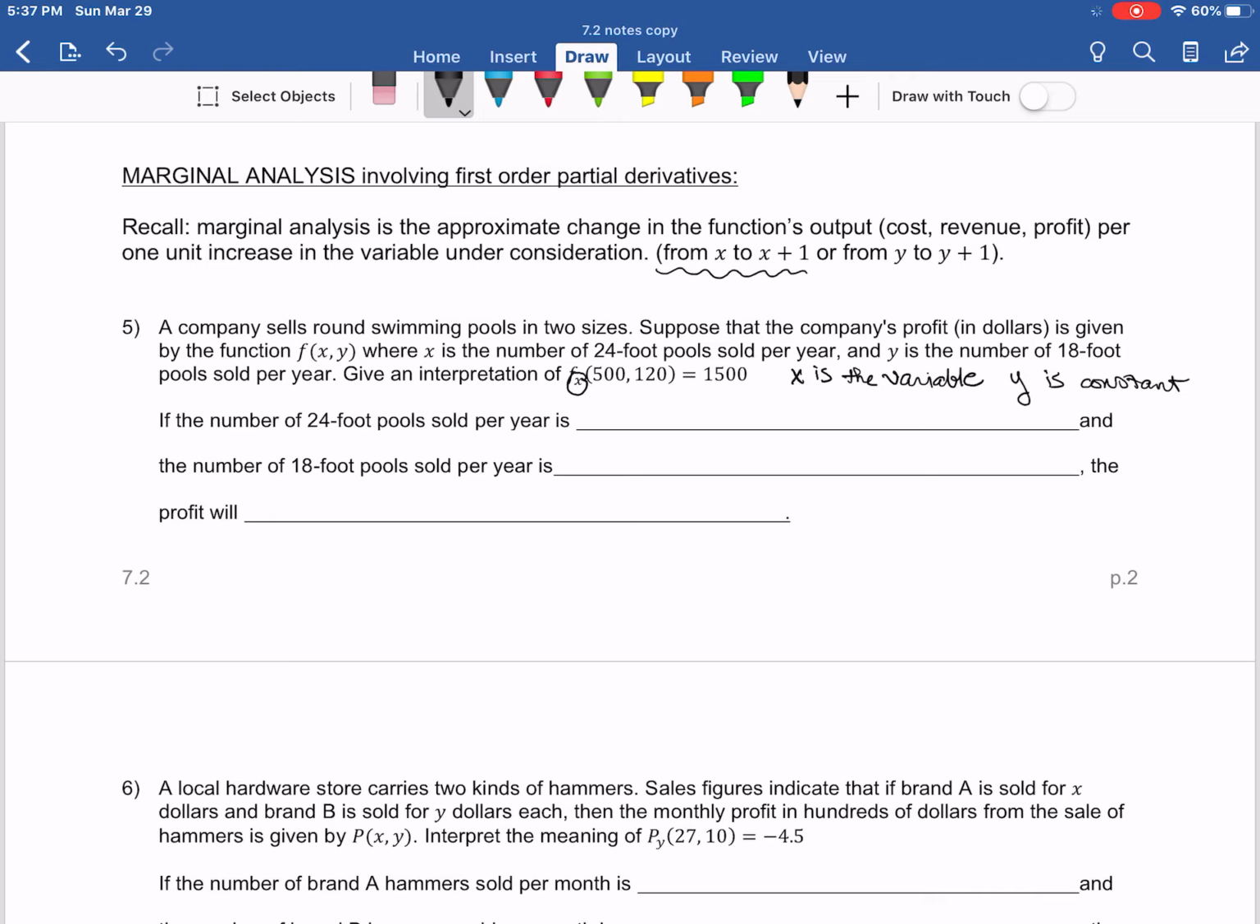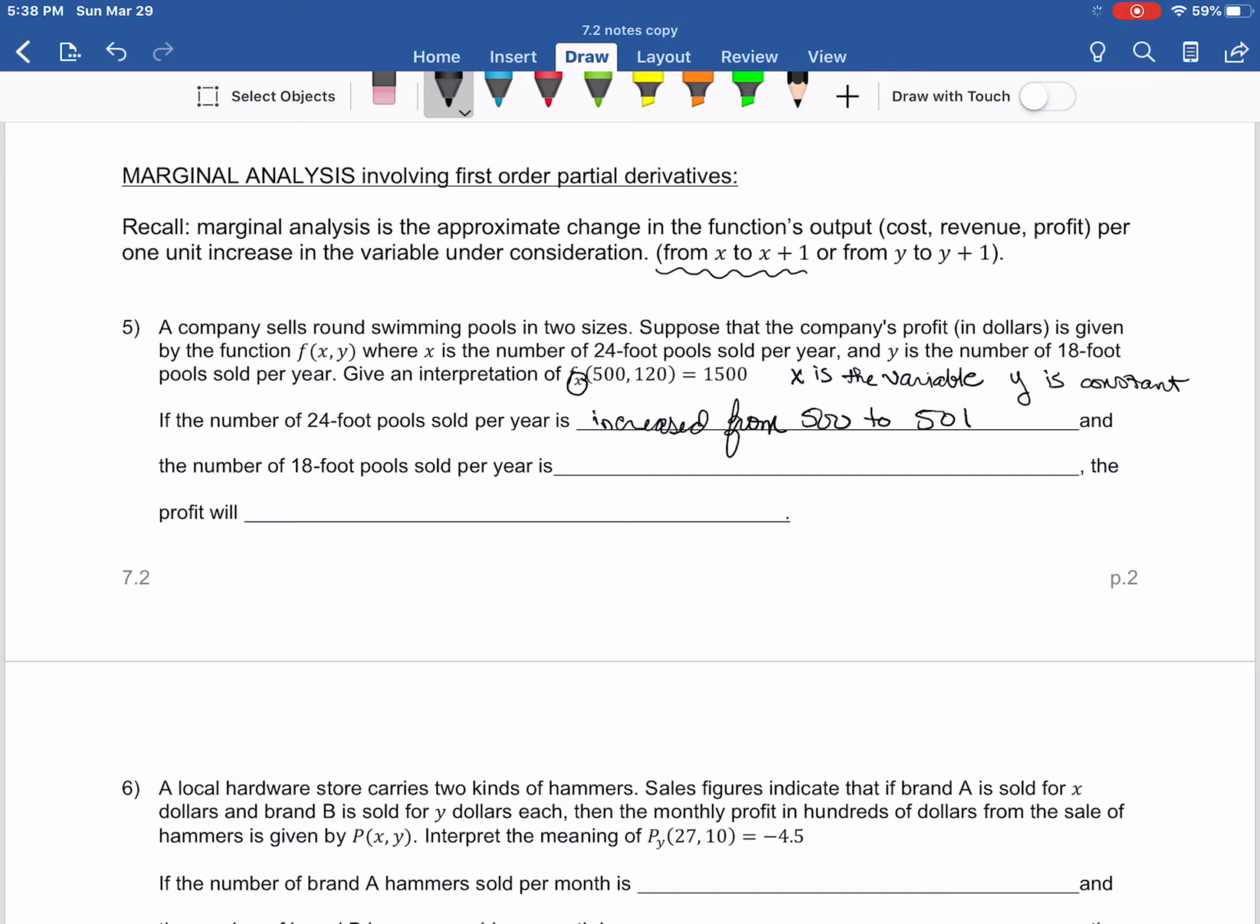If the number of 24-foot pools sold per year is increased by 1, you know what, let's make it even better. Increased from 500 to 501. If it's increased from 500, because that's where you took the partial derivative when x equals 500, so it goes up by 1 unit, which is to 501. What happens with the number of 18-foot pools? That's the variable y. Is that one going to go up from 120 to 121? No. Y is treated as a constant.